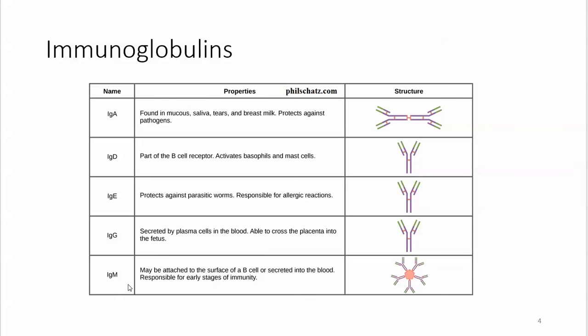And the last one we have is the IgM. It's responsible for the early stages of immunity, so they're involved in the primary immune response. They also have a J chain right here, and remember that links the basic units. And the IgG is an example of a basic unit.